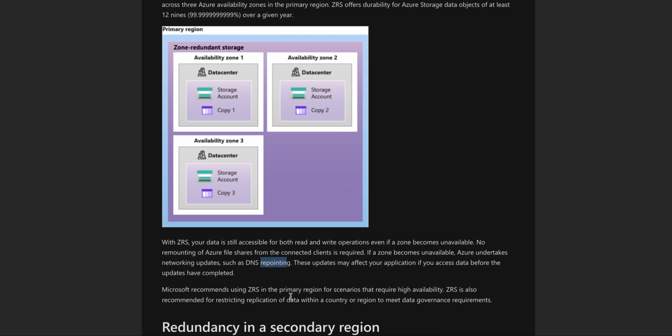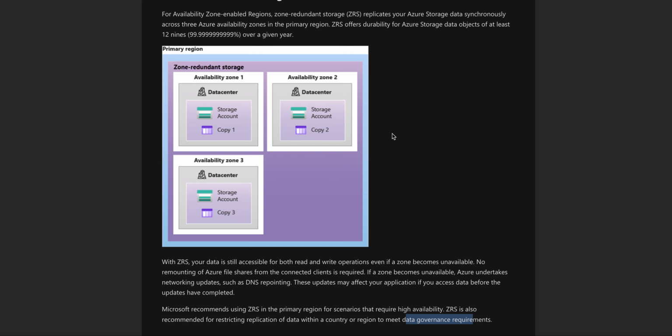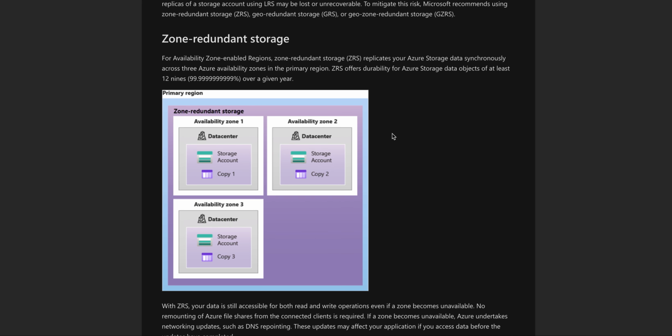Microsoft recommends using ZRS in the primary region for scenarios that require high availability, and ZRS is also recommended for restricting replication of data within a country or region to meet data governance requirements. And this is talking about a region, right? It could be like the East Coast of the US, West US, Central. So that is ZRS.